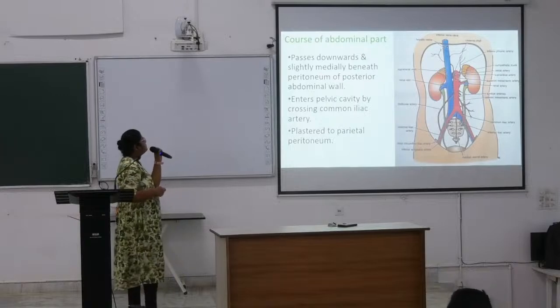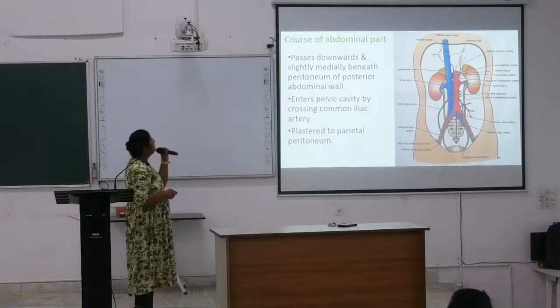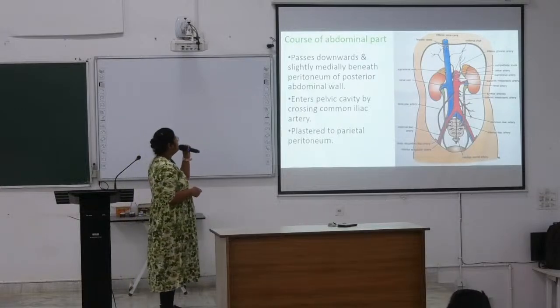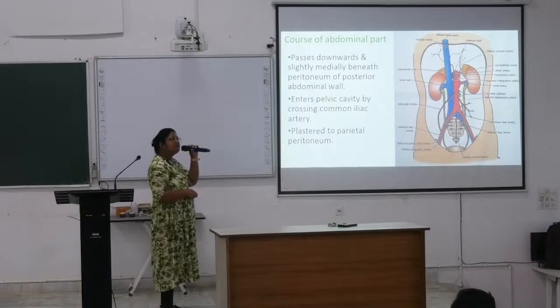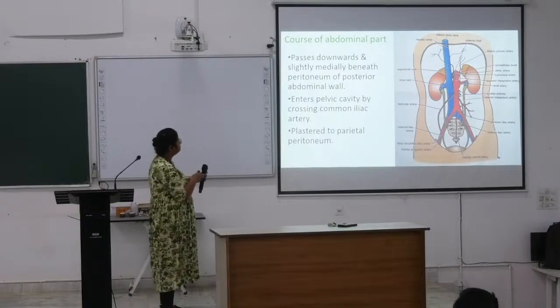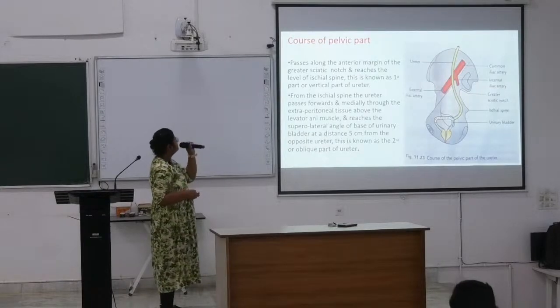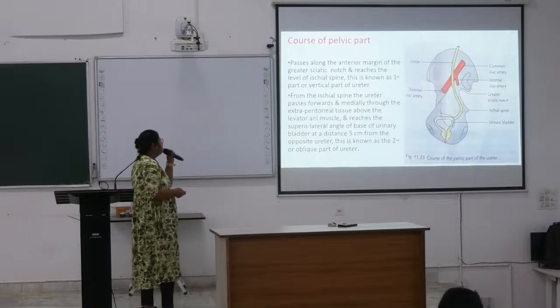Next, now the course of the abdominal part: it passes downward and slightly medially beneath the peritoneum of the posterior abdominal wall, enters the pelvic cavity by crossing the common iliac artery and is adherent to the parietal peritoneum. Okay, next, these are actually course and relations. Course of the pelvic part.